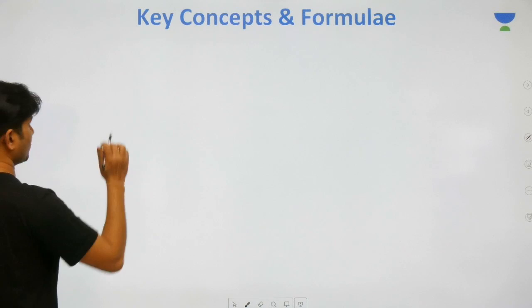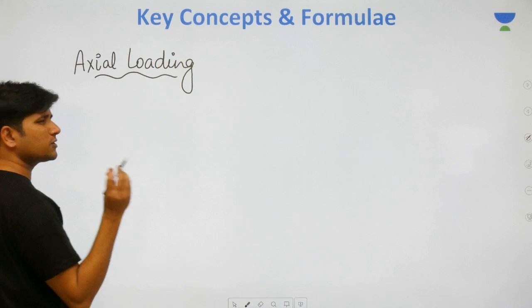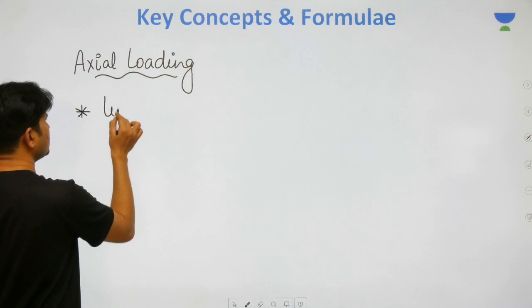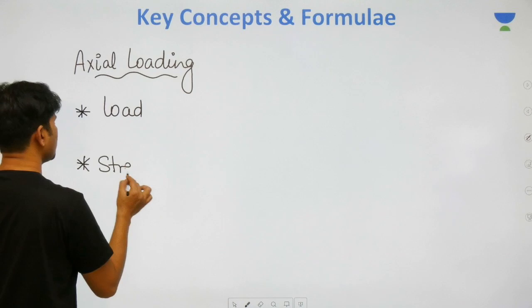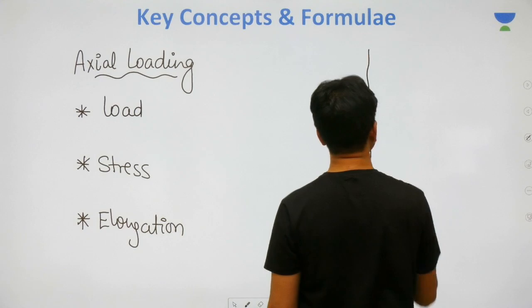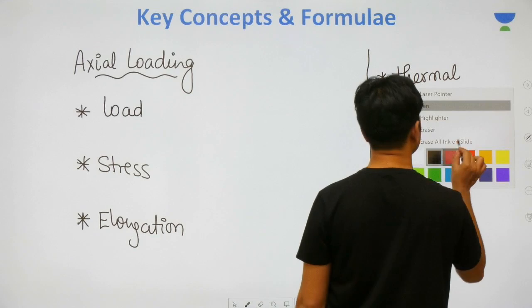But before we go ahead and discuss the problems that they have asked from this axial loading chapter, here is a very brief summary of key concepts and formulae that you'll have to keep in mind. In fact, there are four things. The first is the calculation of load. The second is the calculation of stress. The third is the calculation of elongation due to axial loading. And the fourth and final thing will be about thermal stress. They have asked multiple problems based on thermal stress. So let me discuss them one by one.